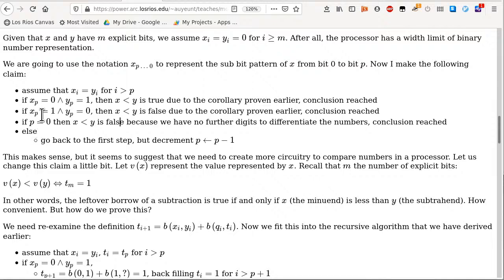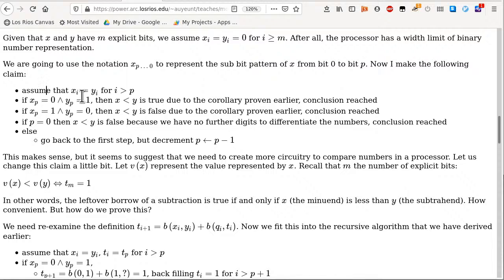So what if they're all false? In other words, we look at this condition, it is false. We look at this condition, it is false. We look at this condition, it is also false. Then we go back to the first step, which is this part here. But we decrement p so that p is now 1 less than what it was. But then we go through this process again. And you can see this is basically just a loop to go through every single bit from bit 0 to bit m minus 1. No, the other way around. From m minus 1 down to 0.